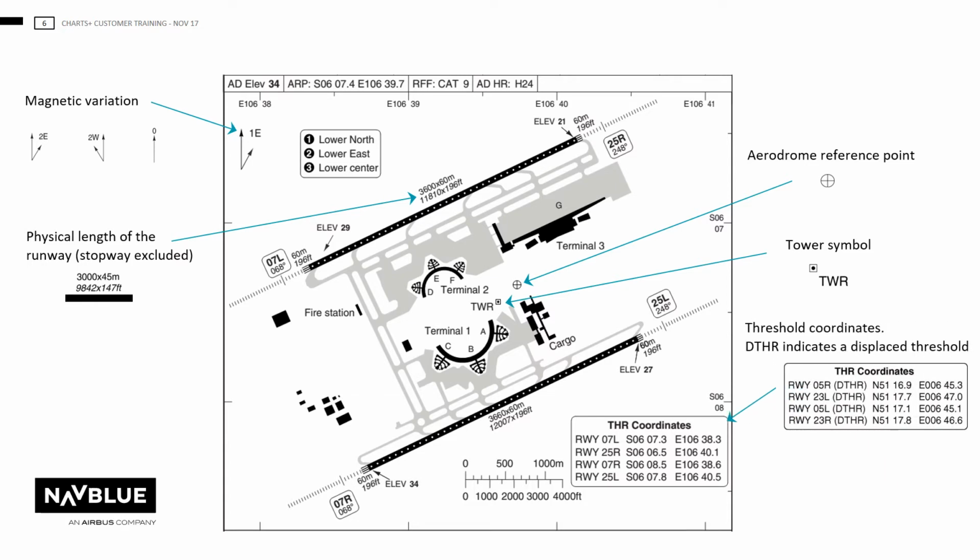Threshold coordinates shown here. If displaced thresholds are used, these will be presented. Aerodrome charts are drawn to scale with a graticule and a scale bar showing meters and feet. Coastlines, lakes and rivers to be also shown.